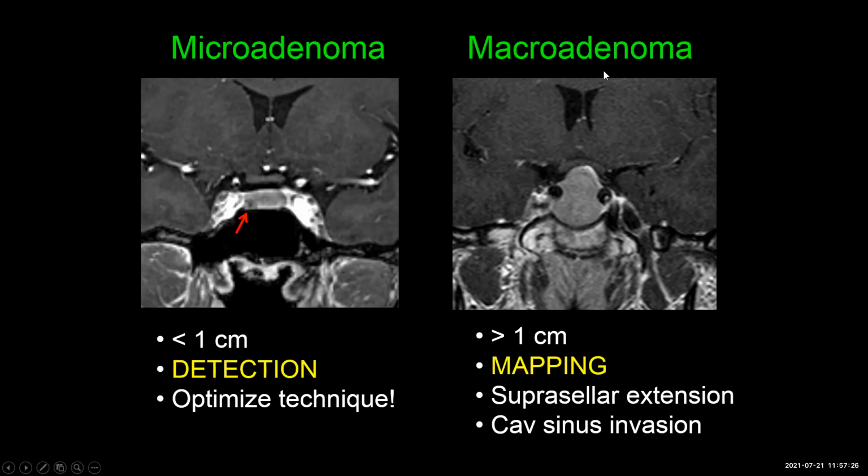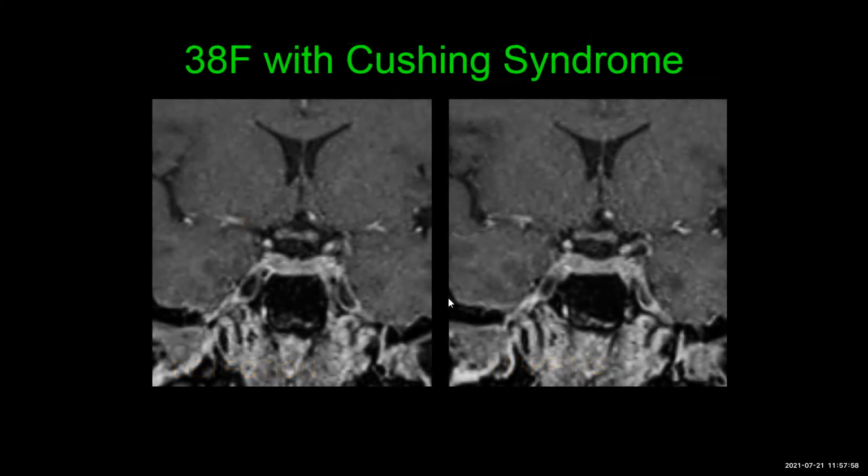On the other hand, picking up macroadenomas is not an eye test. These are going to be big, greater than a centimeter. So detection is really not the issue. The issue has a lot more to do with mapping them. Where are they going? Are they growing upwards like this one and smashing the optic chiasm? Are they growing laterally and invading the cavernous sinuses? And as we'll see in a second, that is really important for surgical planning and something we spend some time doing.